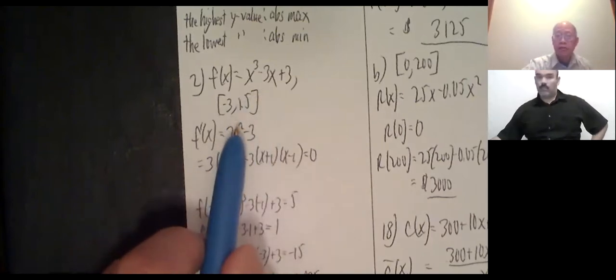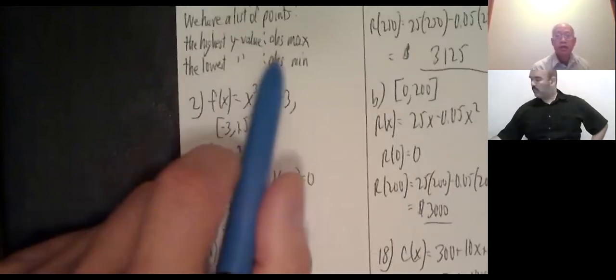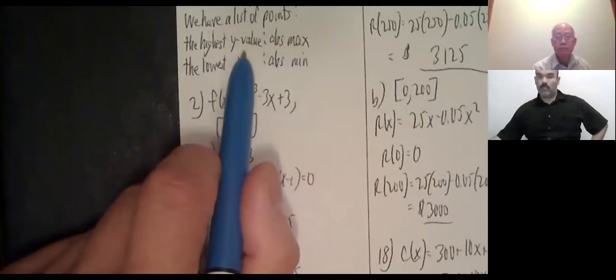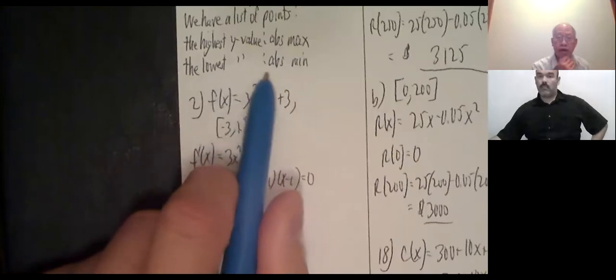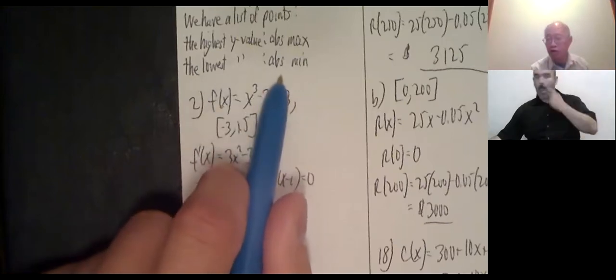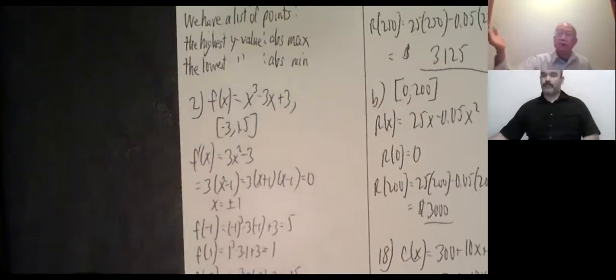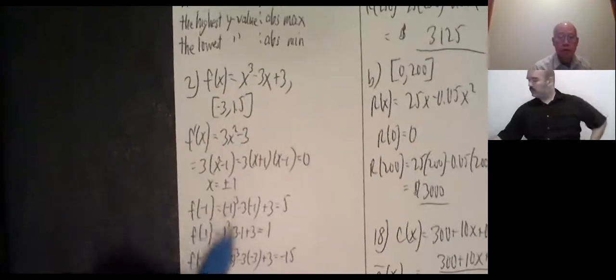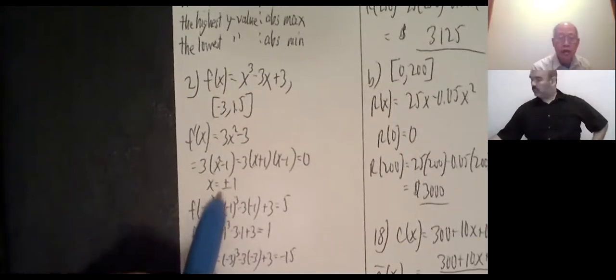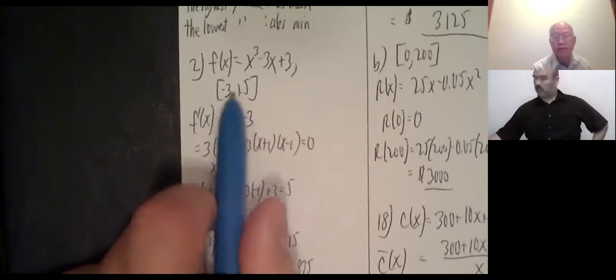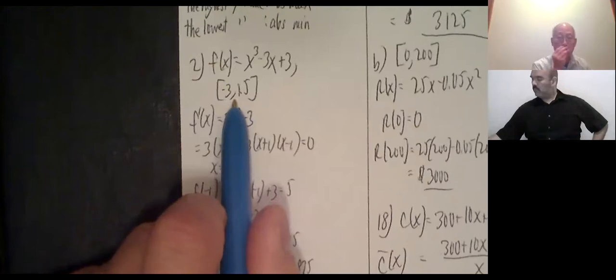So you got a list of 4 points. Whichever is the highest y coordinate, that's going to be my absolute maximum. Whichever is the lowest y value, that'll be the absolute minimum. And by the way, you're allowed to have ties. You could be tied for the highest and lowest. So now let's just plug in. I have to plug in negative 1 and 1 because they're critical numbers, and I have to plug in negative 3 and 1.5 just because they're endpoints.